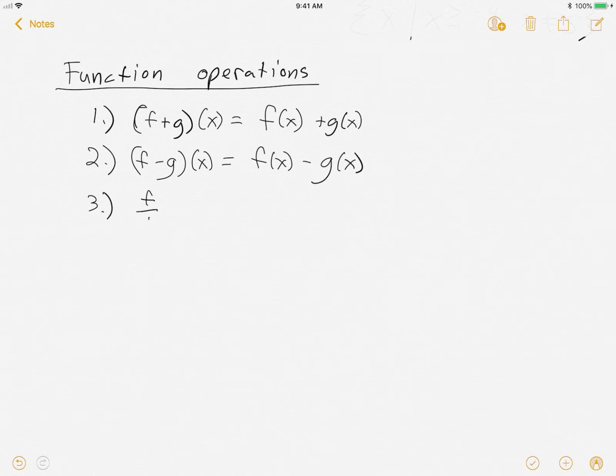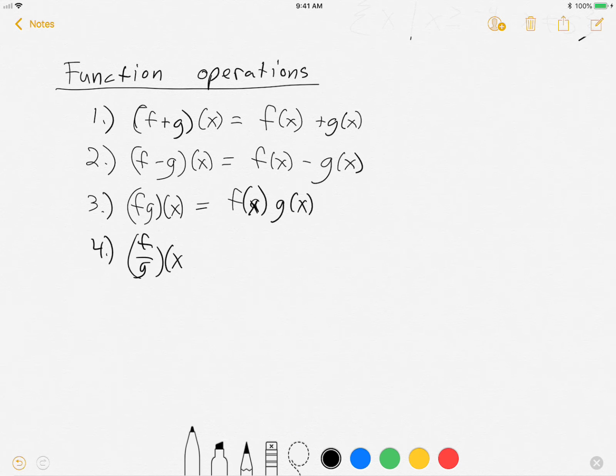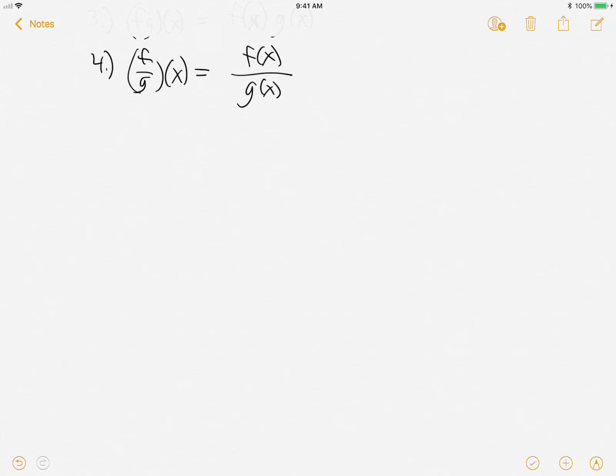Let's not do divided by yet. Let's do multiply. F times g of x. That's just f of x times g of x. F divided by g of x. F of x divided by g of x. So let's say I have f of x equal to x squared plus 2x, and I have g of x equal to x squared plus 5x plus 6. Let's perform these different operations.